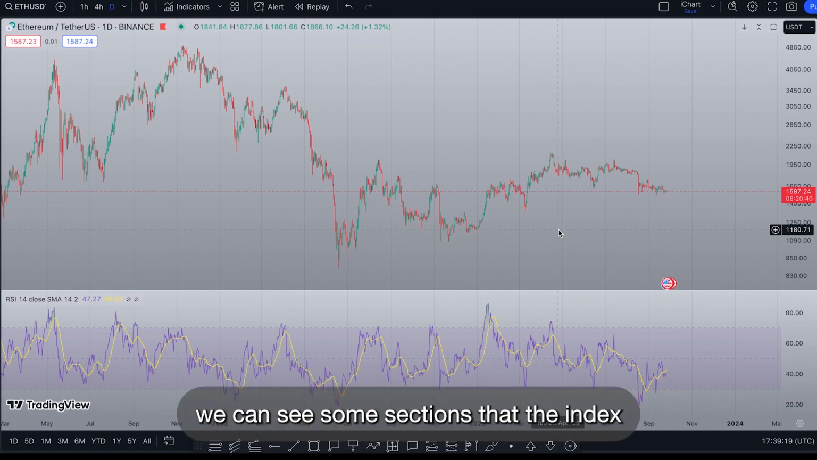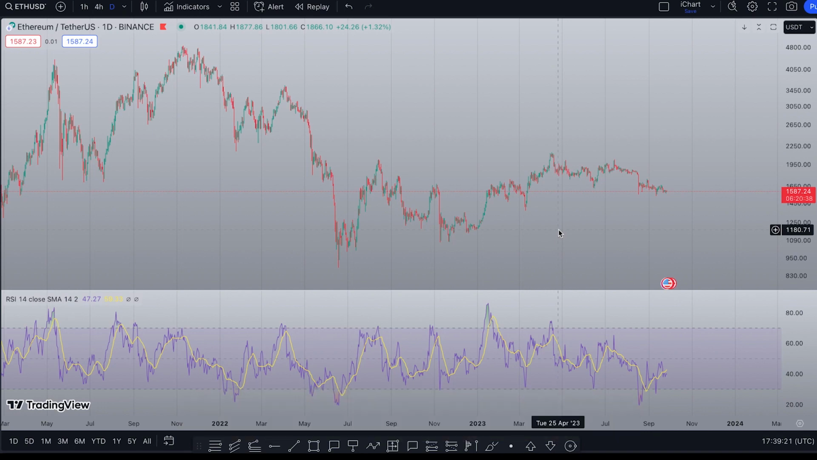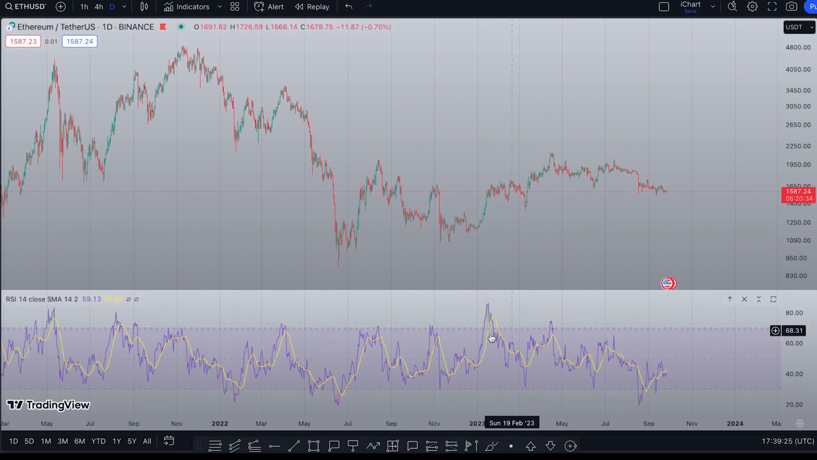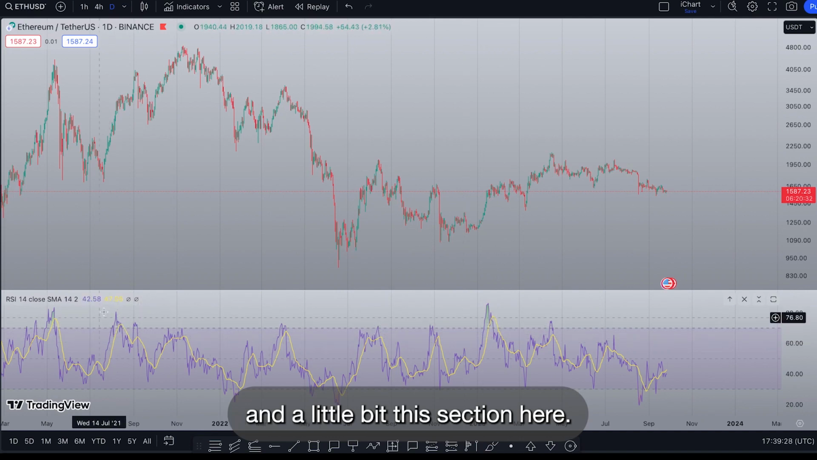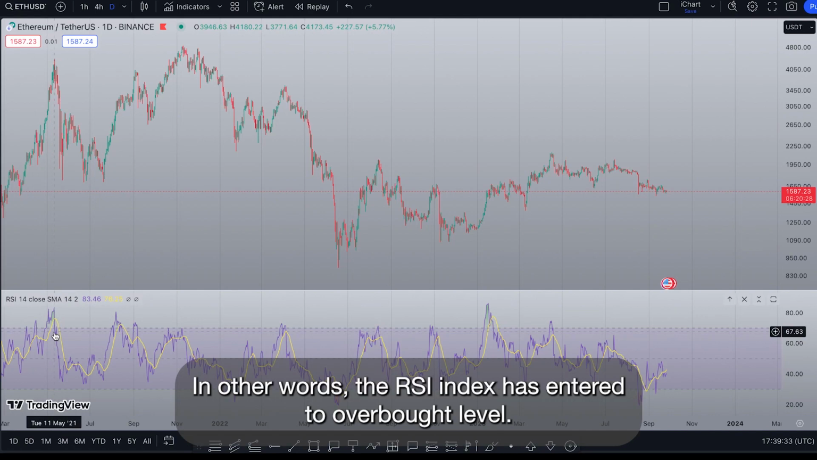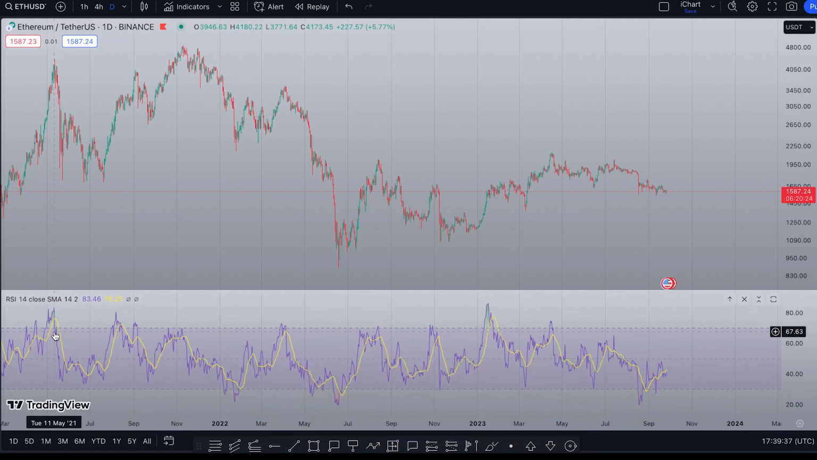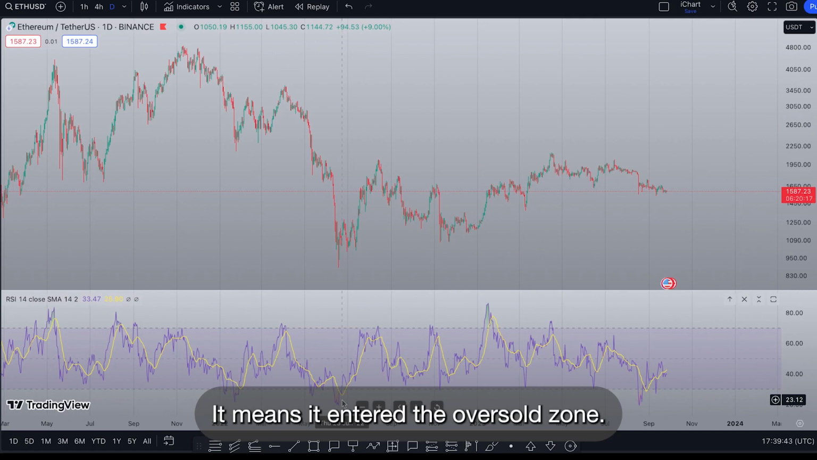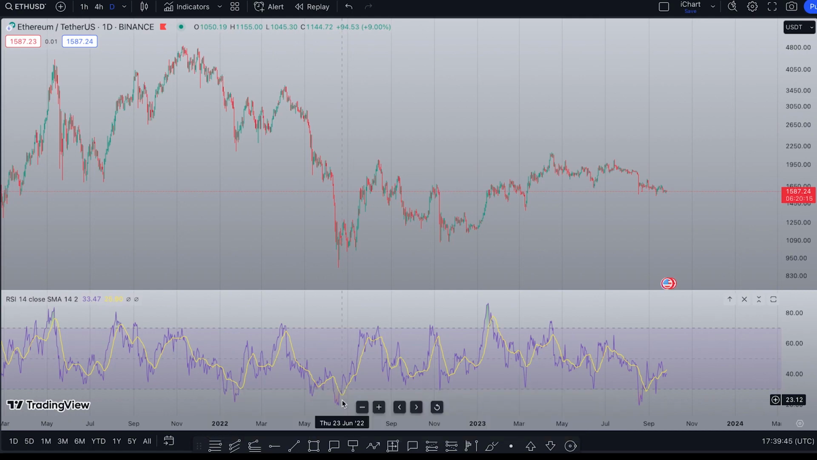We can see some sections where the index has passed 70, like here, and a little bit in this section and here. In other words, the RSI index has entered the overbought level. Here you can notice that the index is lower than 30, and it means it entered the oversold zone.